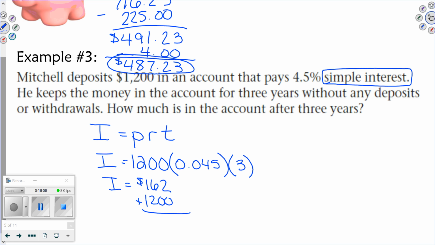So he still has that 1,200, but he earned an additional 162. So now he has 1,362. Okay, so just read very, very carefully. That's the hardest thing in this chapter. And some of you don't read anything, you're going to struggle. Okay, you've got to read carefully.